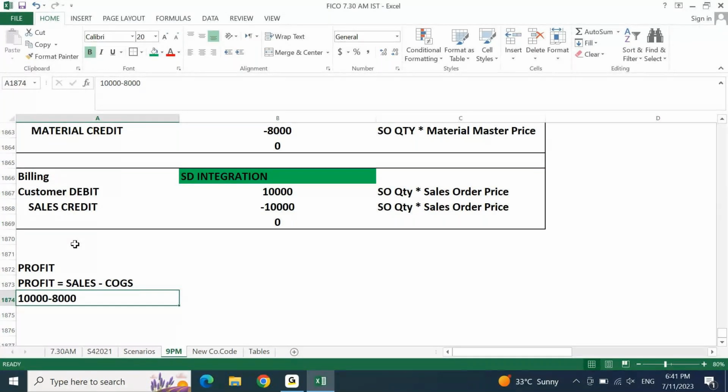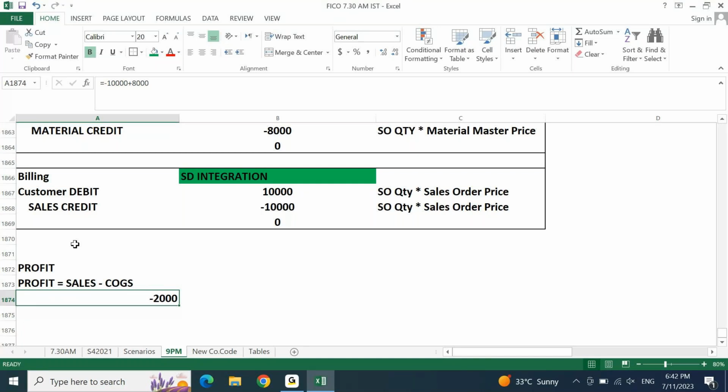According to that, sales is on the credit side. Anything which is on the credit side is a negative number, right? I'll put a negative number. And this cost of goods sold is on the debit side. Debit side is a positive number. So I put a plus here. Now if I take the difference between debit and credit, what I am getting is a 2,000 negative figure. A negative figure is always represented as profit.